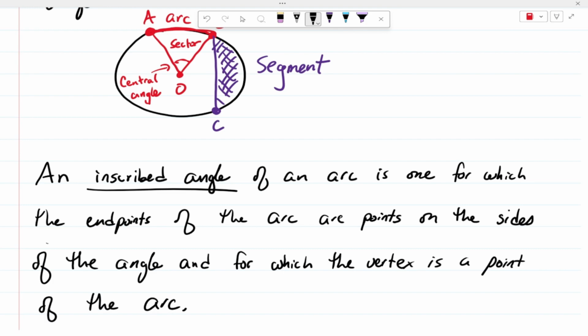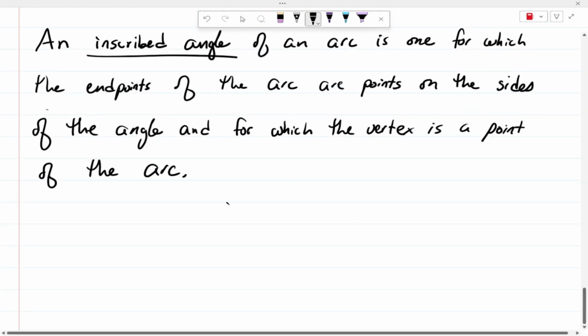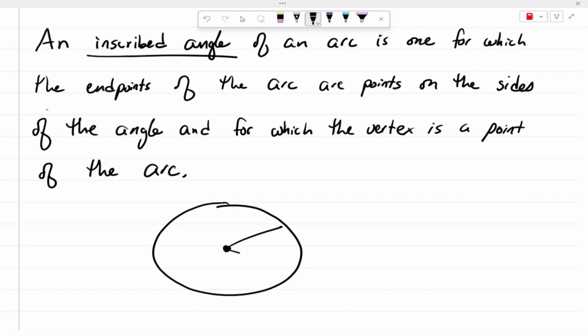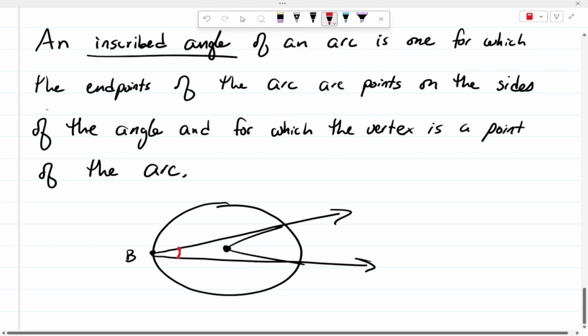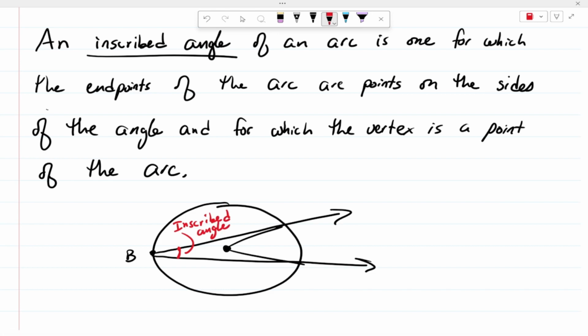All right, it's a lot of words. Here's what it says. Here's a circle. Now we have the central angle that looks like this. Okay, the inscribed angle would be this. I'll highlight it in red for us. So right here is that inscribed angle. And the arc that it makes is called the intercepted arc.